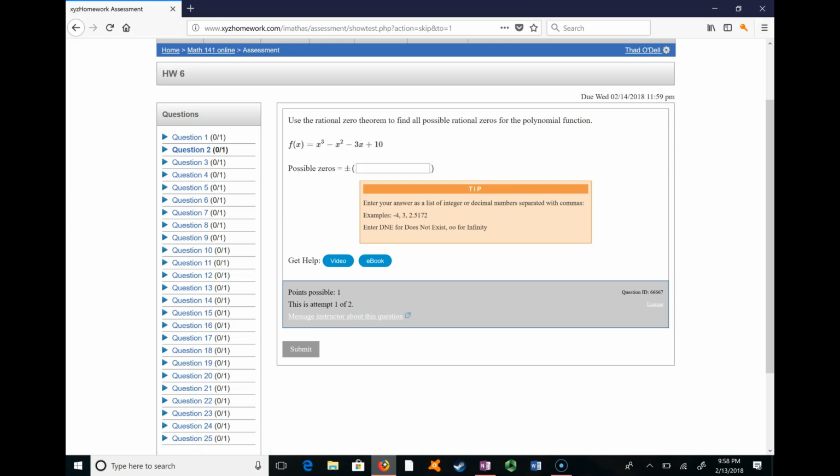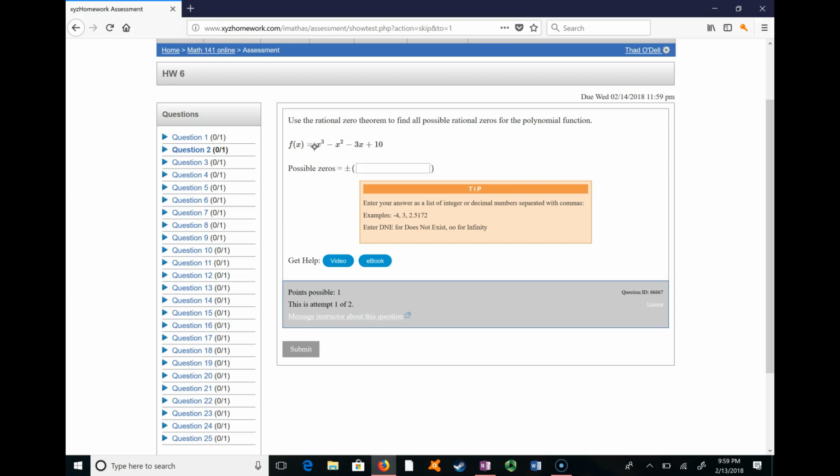So the rational root theorem says that all rational roots of a polynomial have to be the factors of the constant term divided by the factors of the leading coefficient. So in this case, it really narrows things down.